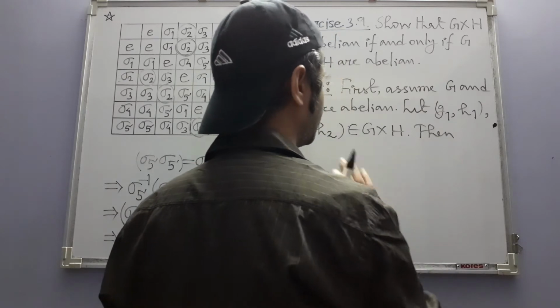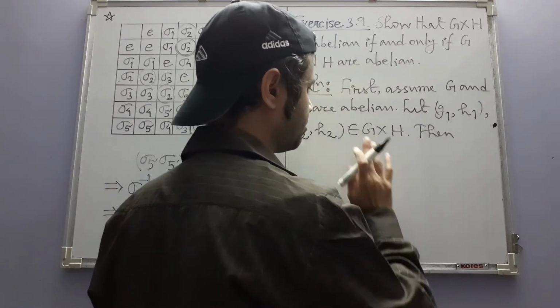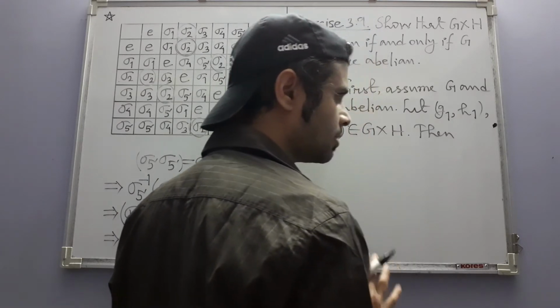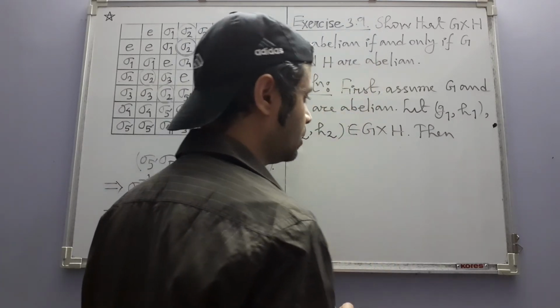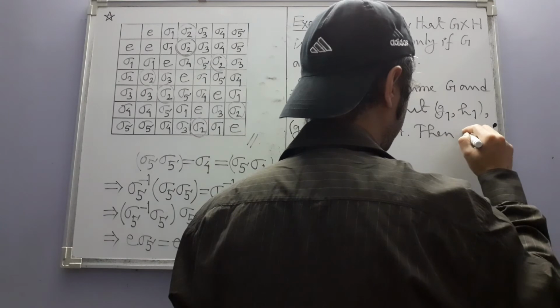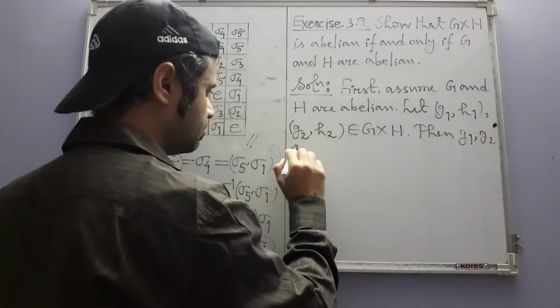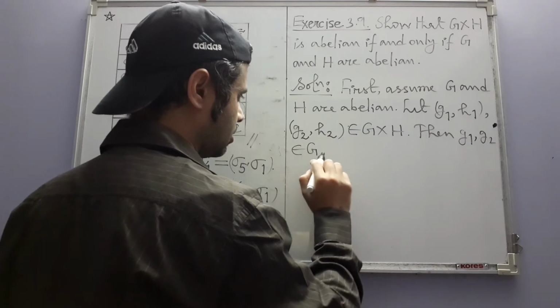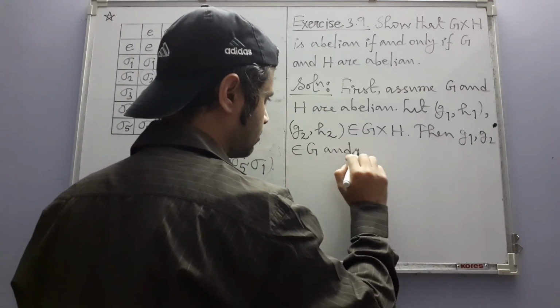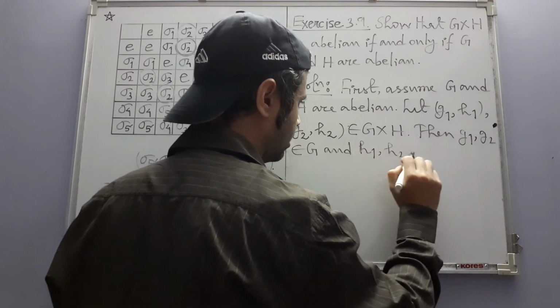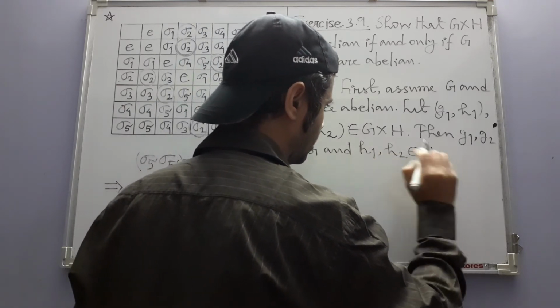Then I should perhaps not say G cross H, but I should rather say G Cartesian product H, because cross really means cross product of two vectors. Then G1 and G2 belong to G and H1 and H2 belong to H.